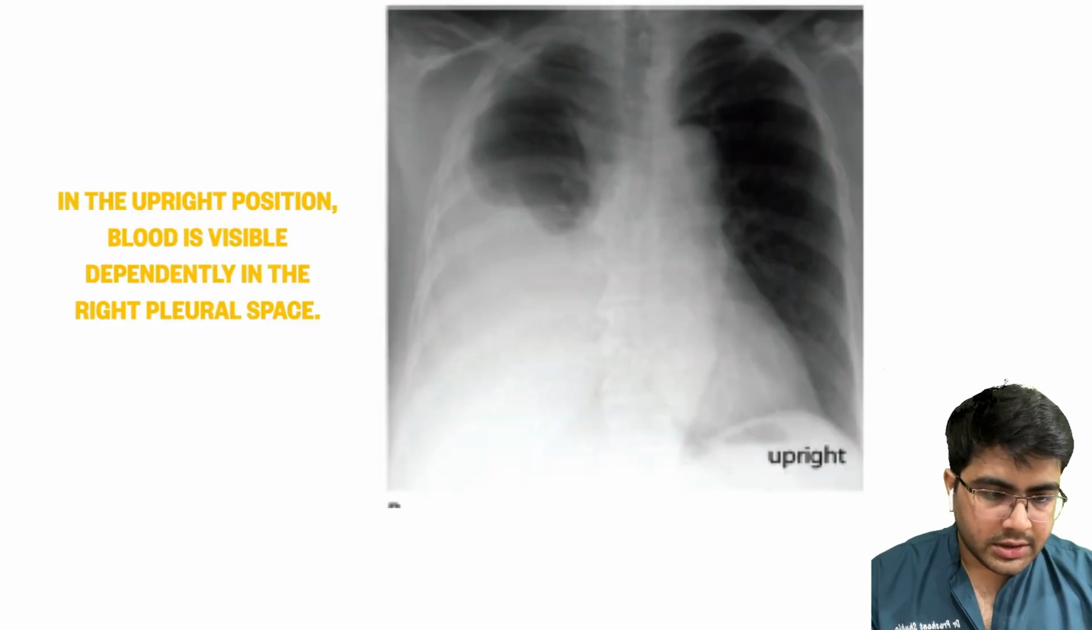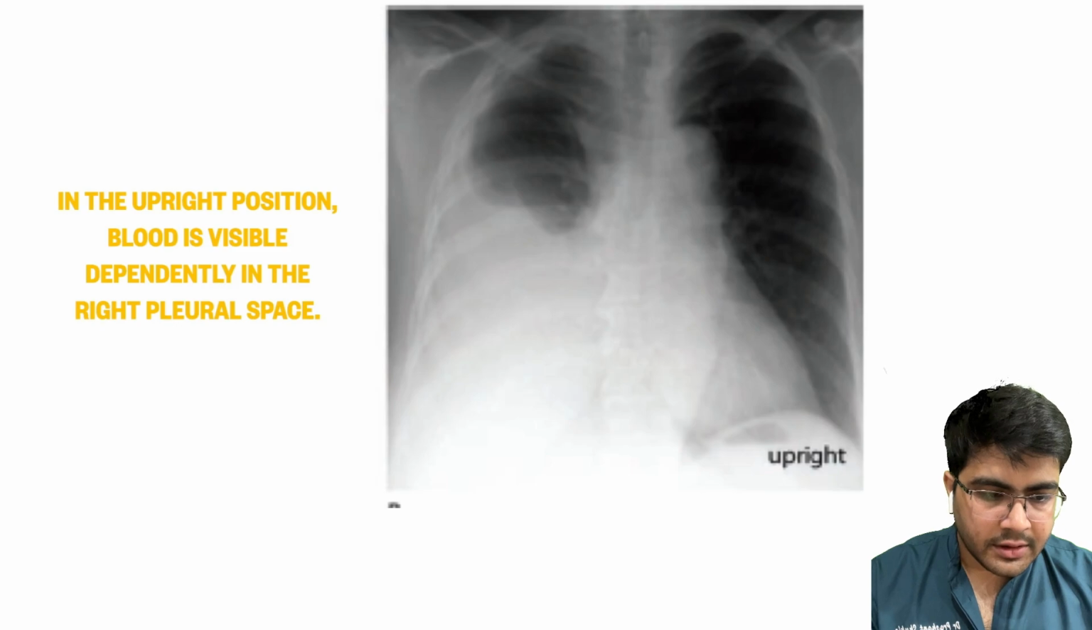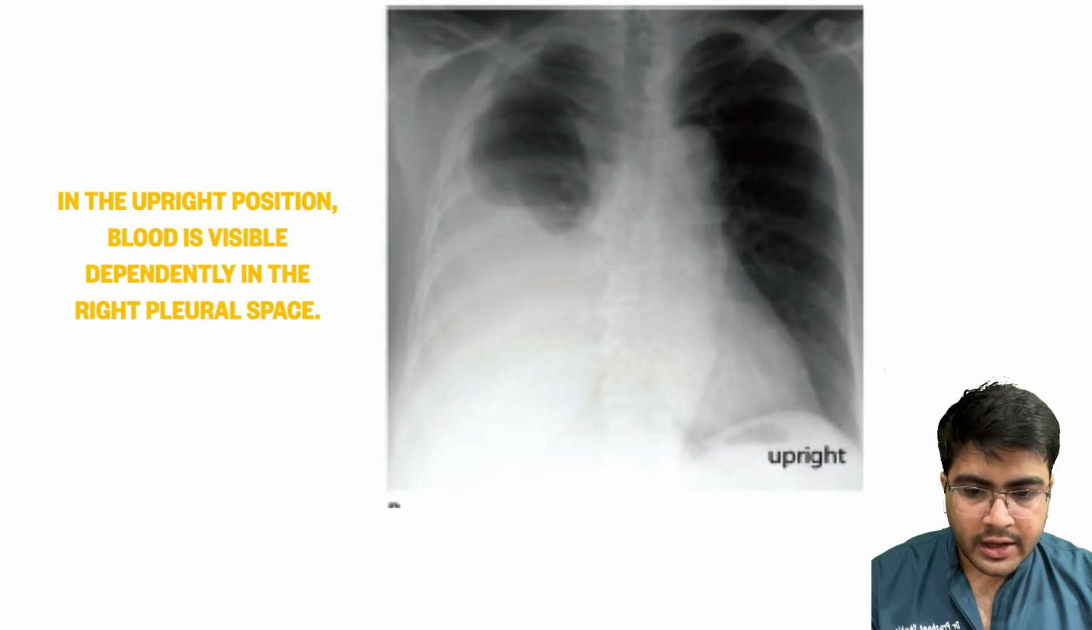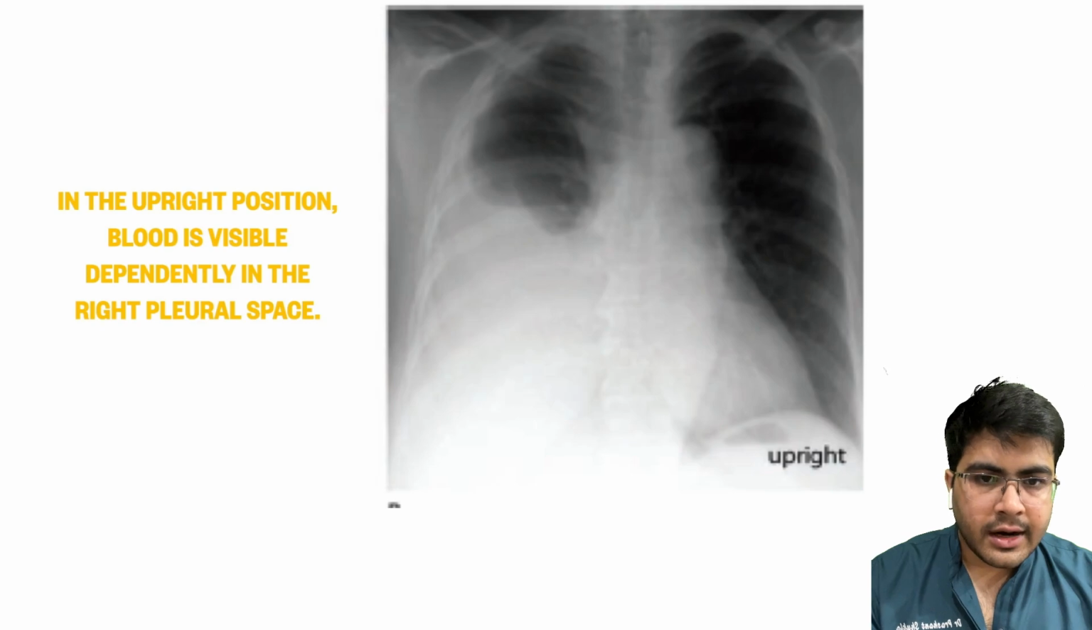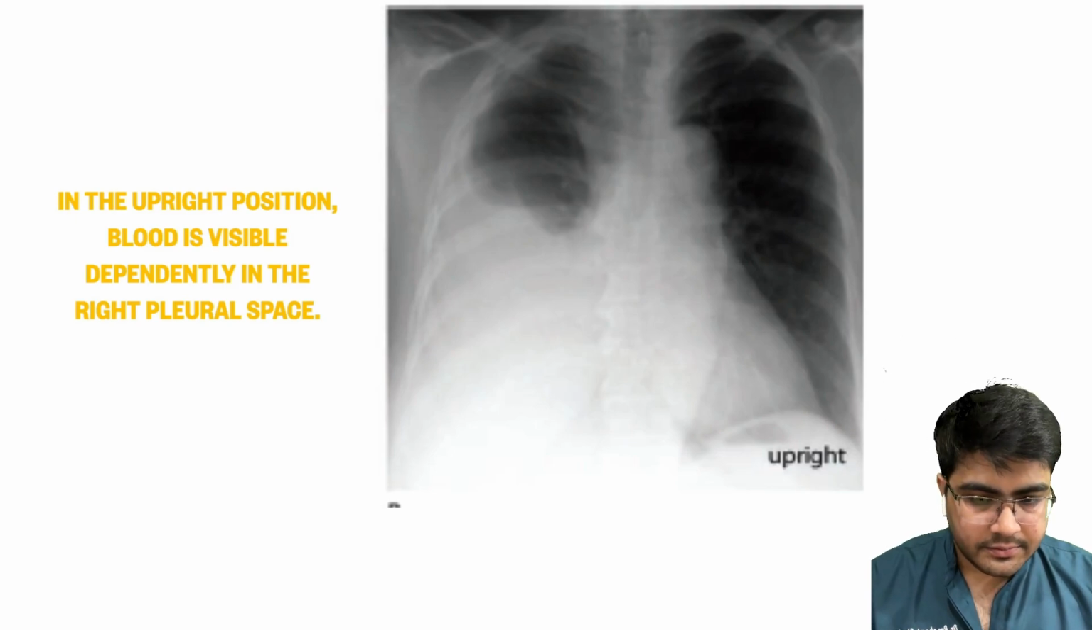If a patient having hemothorax gets an upright chest X-ray, you will find findings like this. In the upright position the blood is visible dependently in the right pleural space. There is blunting of the costophrenic angle, and the whole of the lung shadow is at the apex area.